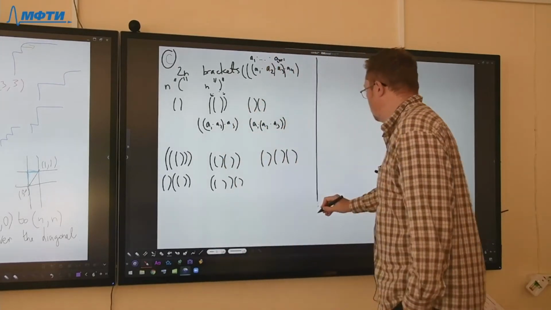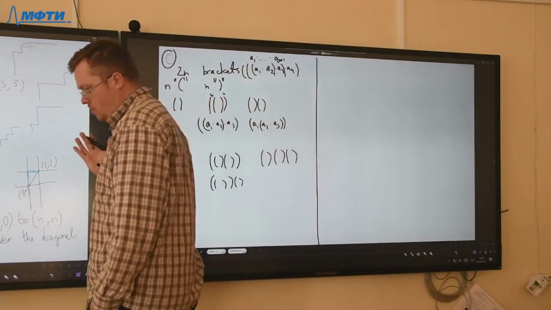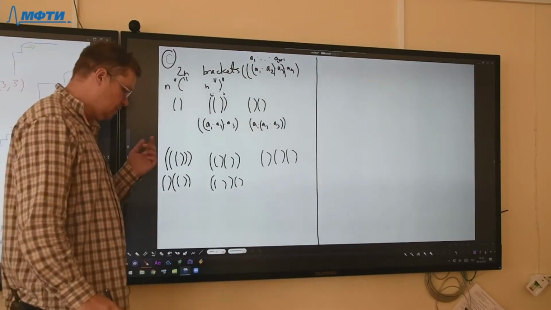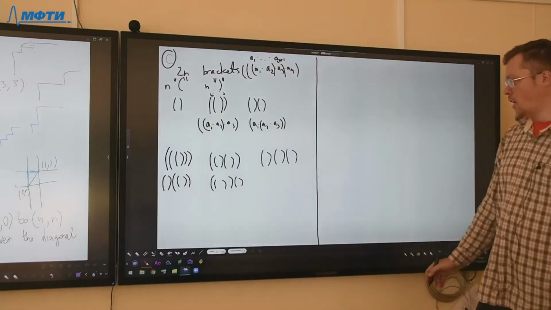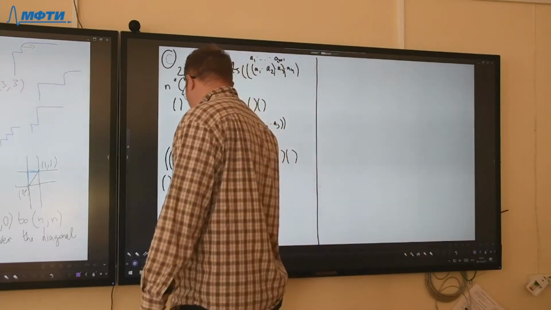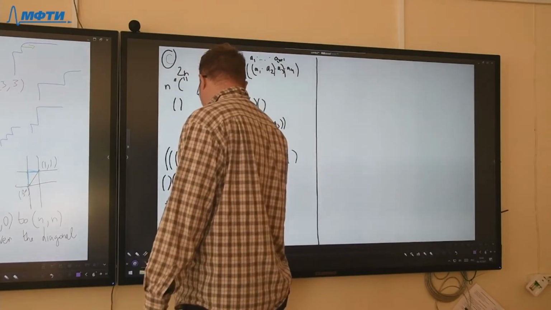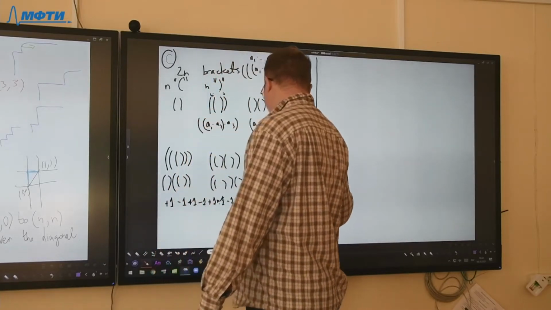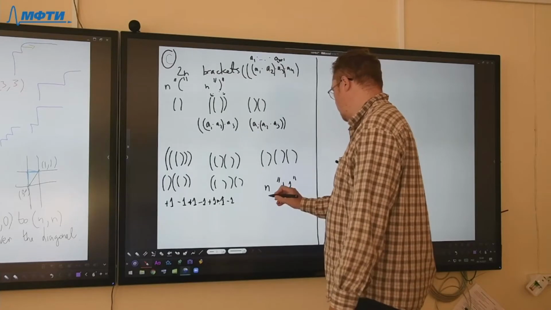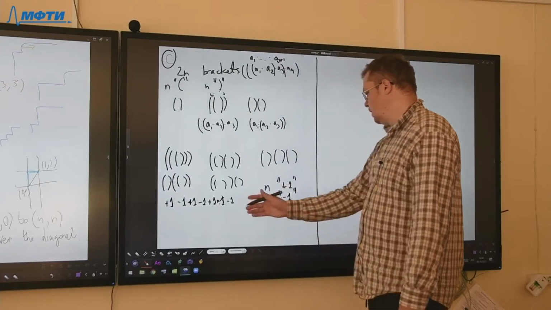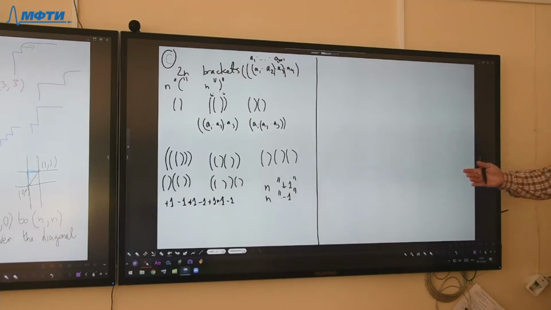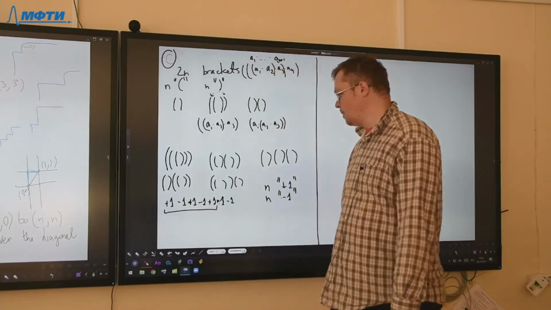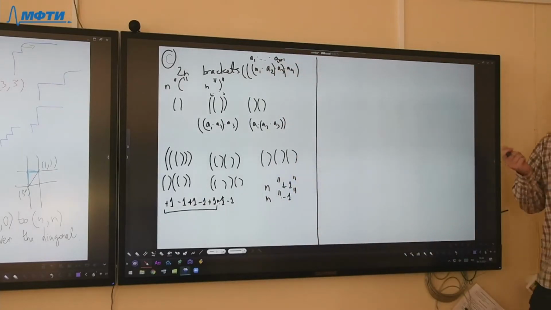And similarly, I can give another definition. I just write a sequence of plus and minus ones. So I have n plus ones and n minus ones, and I write the sequences of plus 1 and minus 1 such that the first k summands are always non-negative.